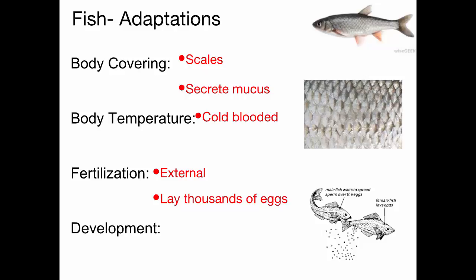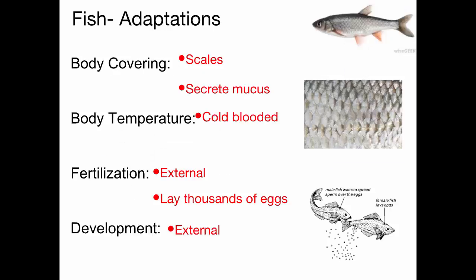Then the male deposits sperm on those eggs to fertilize them. That's called spawning. And then those eggs stay in the water after they're fertilized, and they grow into little baby fish outside. We call that their development. So fish have external fertilization and external development. The eggs develop in the water into embryos. They eventually hatch into the young in the water.